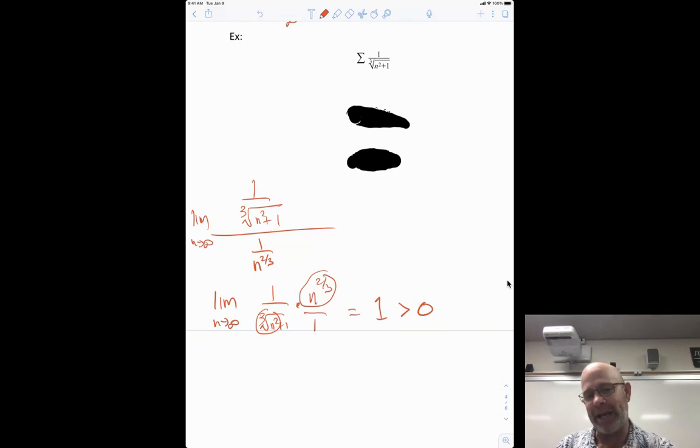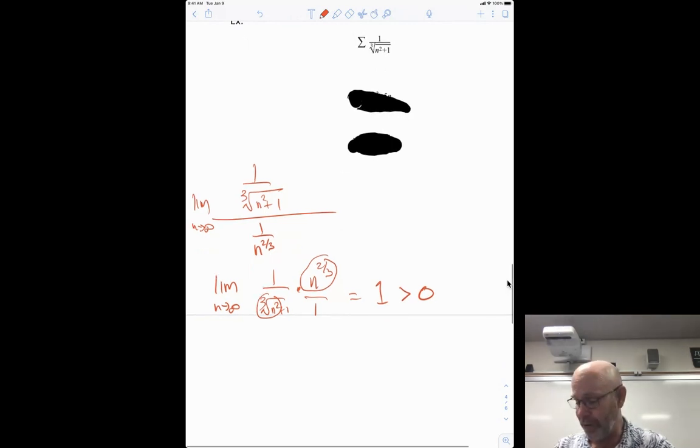Well, we need to write that because it's important. Because if it's equal to 0, we don't learn anything. That's the thing. If it's equal to 0, we don't learn anything. And then later on, 1 is going to have different meanings in different tests. In this case, it's greater than 0. Then I also have to say what I compared it to.